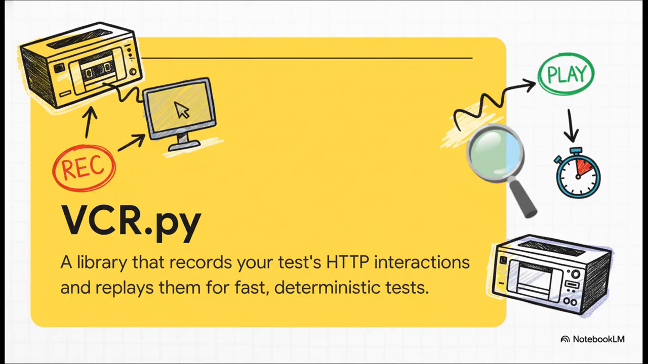So what exactly is VCR.py? Think of it like an old-school video cassette recorder, from back in the day. But instead of recording TV shows, it records your application's HTTP interactions. The very first time you run your test, VCR.py hits the record button. After that, it just hits play, replaying that exact same interaction every single time, without ever touching the network again.